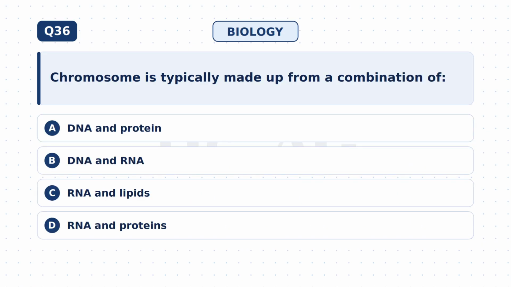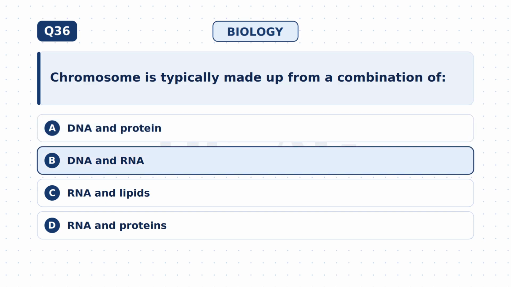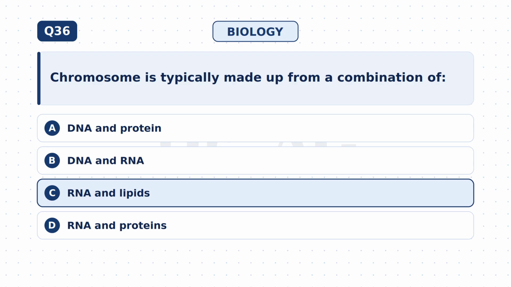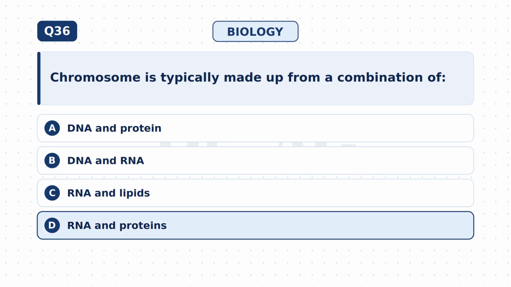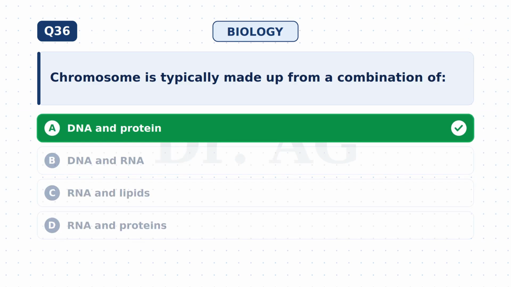Question 36. Chromosome is typically made up from a combination of Option A, DNA and protein. Option B, DNA and RNA. Option C, RNA and lipids. Option D, RNA and proteins. The correct answer is A, DNA and protein.